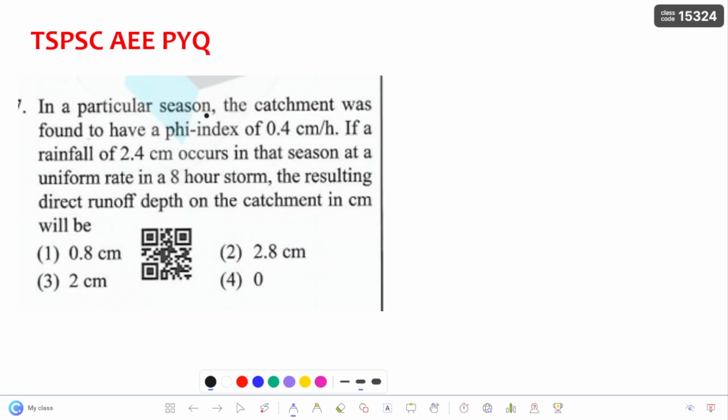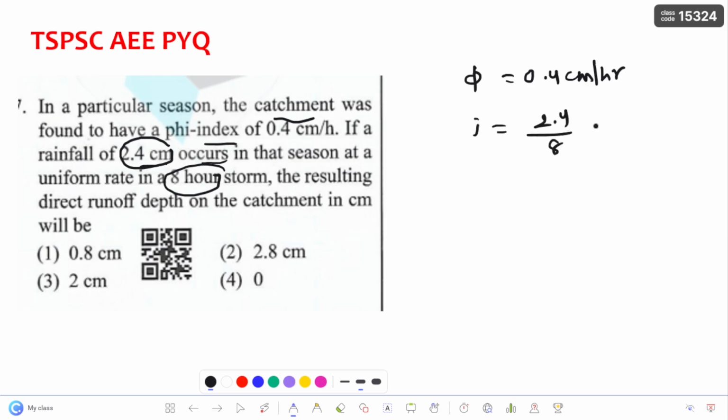Coming to the next question. In a particular season, the catchment was found to have a phi index of 0.4 centimeter per hour. A rainfall of 2.4 centimeter occurs in that season at a uniform rate in an 8-hour storm. Let us convert this 2.4 centimeters in an 8-hour storm into the intensity. That is I is equal to 2.4 by 8, centimeter per hour. Here also centimeter per hour, that's why I am converting it. It is 0.3 centimeter per hour.